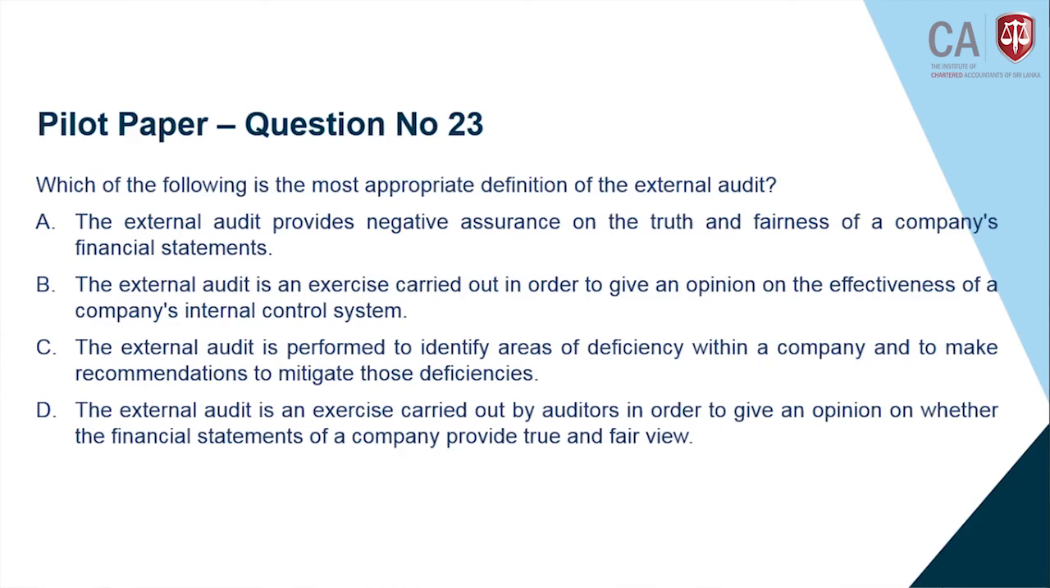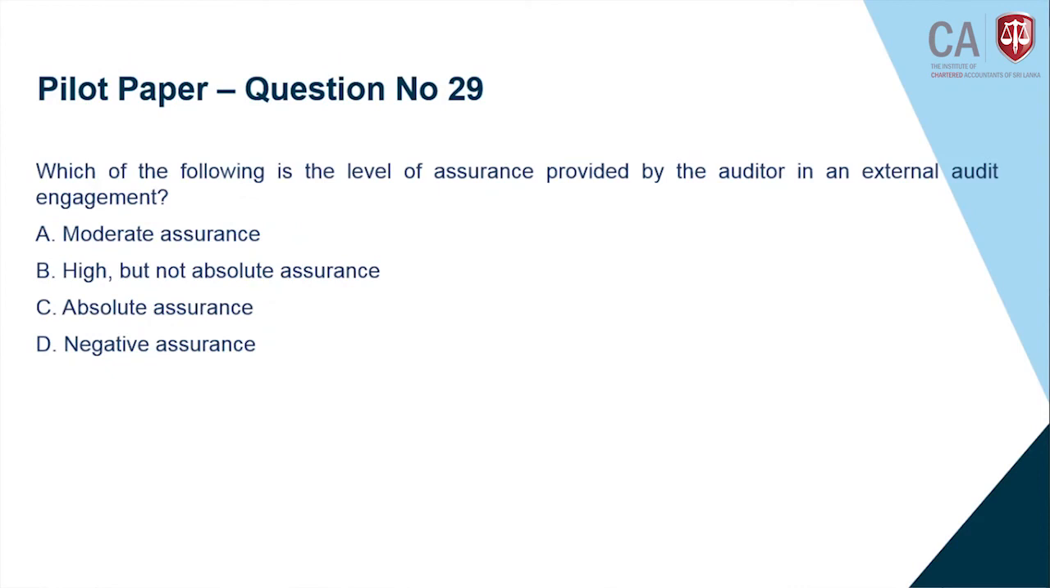The external audit is an exercise carried out by auditors in order to give an opinion on whether the finance statement of a company provide true and fair view. This is pilot paper question number 23. Then pilot paper question number 29 is a very simple question. You just see, if you listened to this explanation properly, these two questions are nothing.